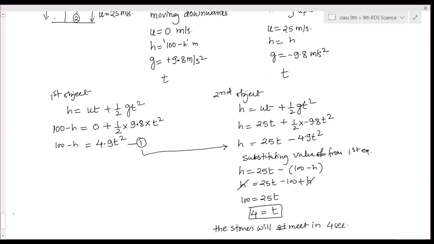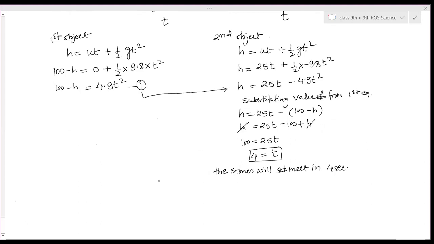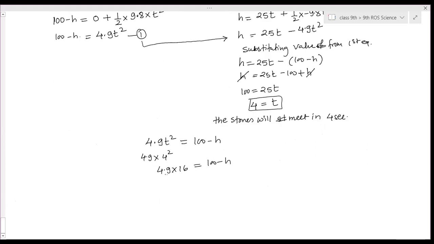In 4 seconds. And the height h we have to calculate. So what is h is equal to? 4.9 t square is equal to 100 minus h. T is 4. So 4.9 into 4 square, that is 4.9 into 16 is equal to 100 minus h. 4.9 into 16, that is 78.4, so 78.5 is equal to 100 minus h. H is equal to 100 minus, am I right?